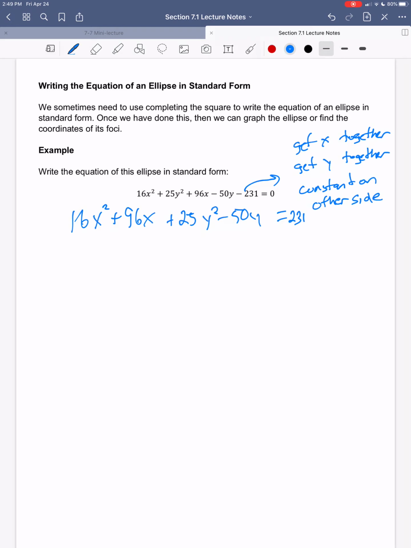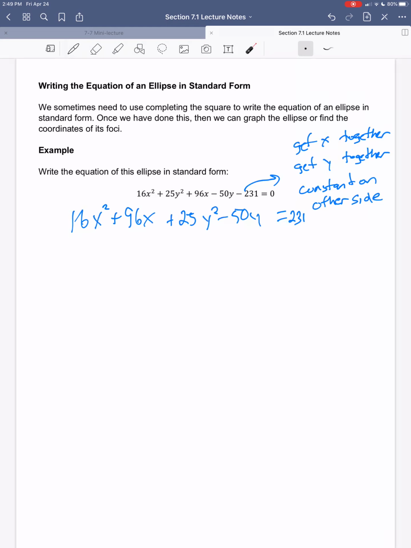Now, to complete the square, I want my coefficient of the squared term to be 1. Often what we did here then is we would divide everything by 16. The problem is I want y squared to also have a coefficient of 1. So to do that, I'd have to divide by 25. That's not going to work. So we do something a little bit different.